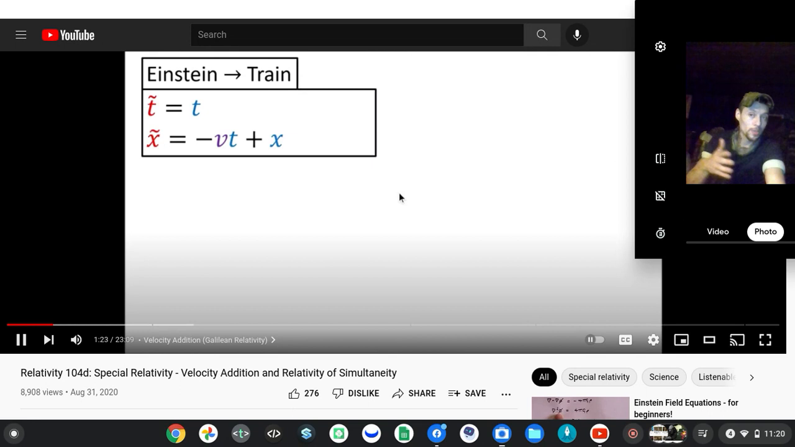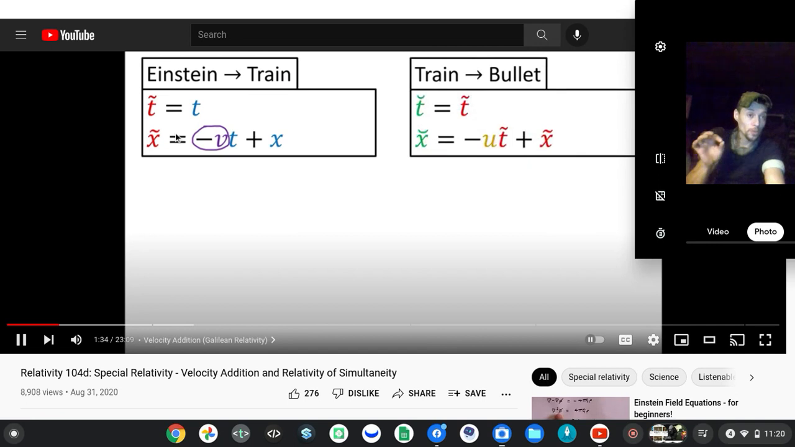The Galilean transformation from Einstein to the train changes t and x into t tilde and x tilde, using the velocity v, which is the velocity of the train according to Einstein.